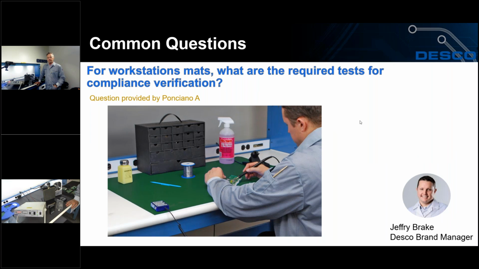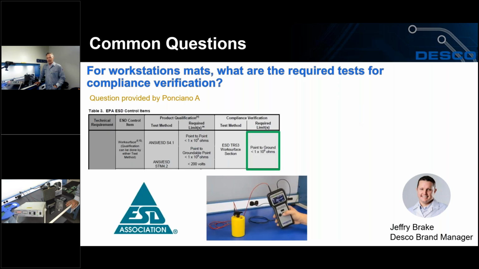Next question here is, for workstation mats, what are the required tests for compliance verification? Well, in the S2020 document, there's a couple tables. Table 3 has most of the elements for an ESD control plan. One of those is work surfaces, which also includes trays or carts or anything that you're using to put an exposed ESD susceptible device onto. So the limit there is less than 10 to the 9th. So it's an RTG test.